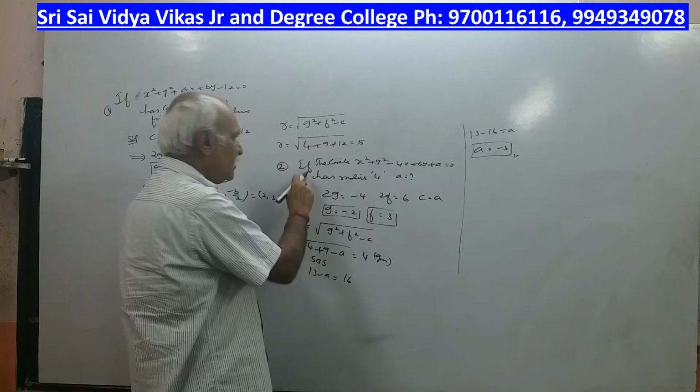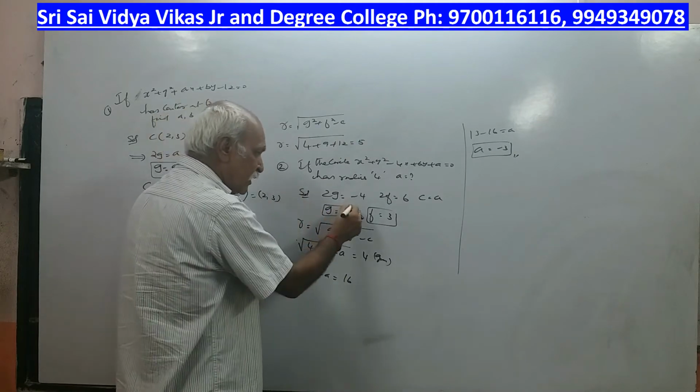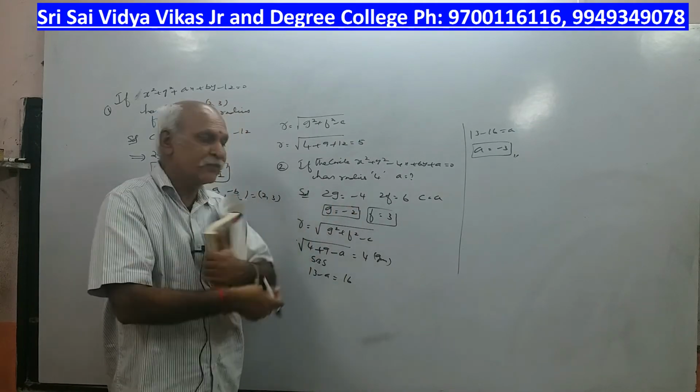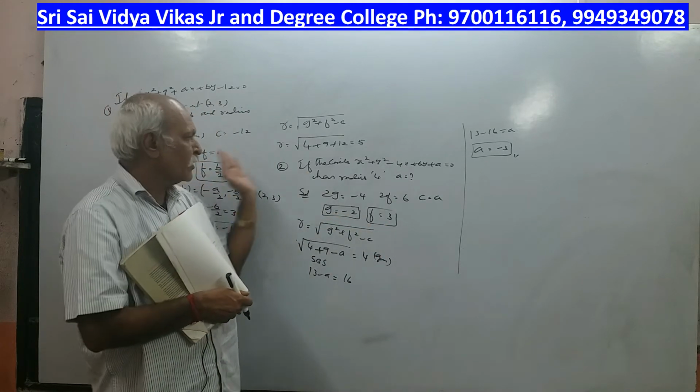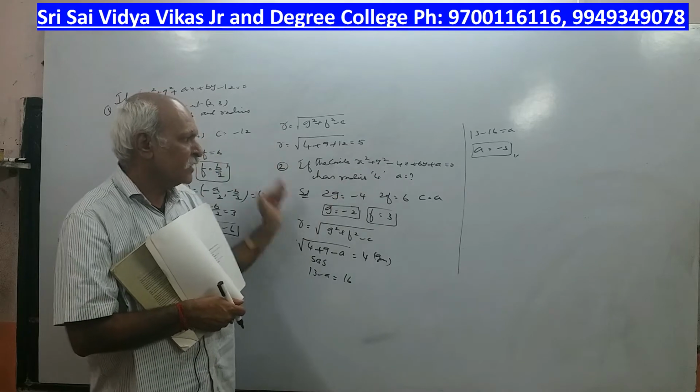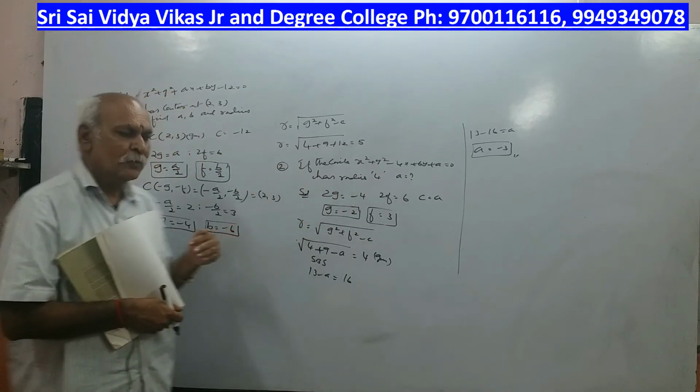So the radius is given, then we are finding the a value. Here there is no need of finding the g and f values. We already know the g value and f value. So we know that for the previous problem we were finding a and b, and we were finding the radius. Here we are finding the a value. Okay. Please note down this.